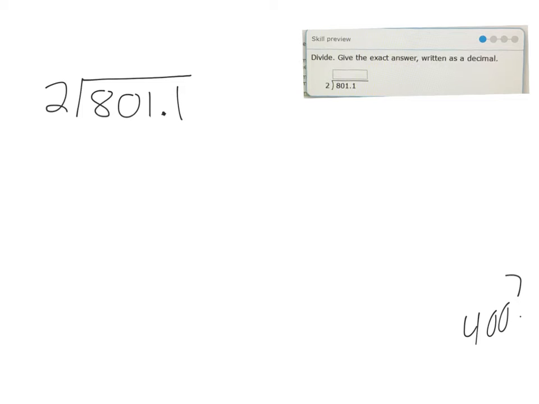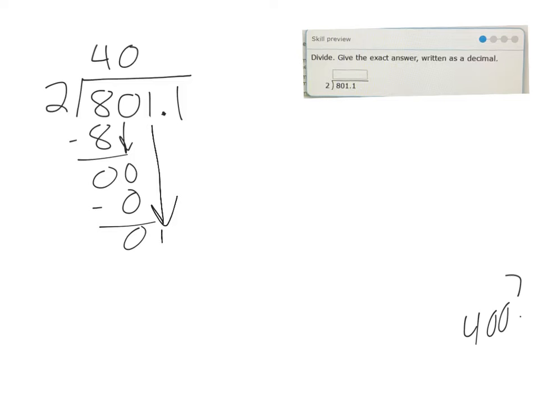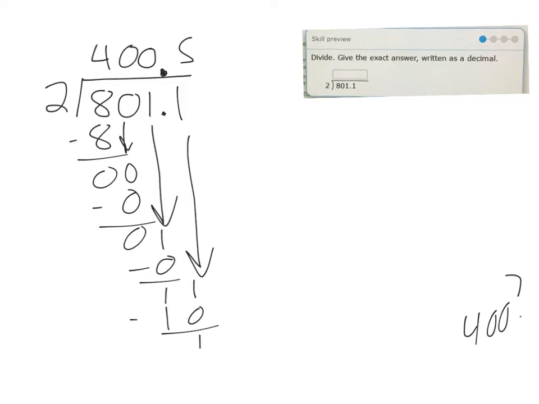First step, how many times can I take 2 out of 8? I can take 4 2s out of 8. 4 times 2 is 8, minus equals 0. Bring down the 0. How many 2s can I take out of 0? 0. 0 times 2 is 0, minus equals 0. Bring down the 1. How many 2s can I take out of 1? 0. 0 times 2 is 0, minus equals 1. Bring down the 1. I'm going to pause and put my decimal up there. How many 2s can I take out of 11? 5. 5 times 2 is 10, minus equals 1.